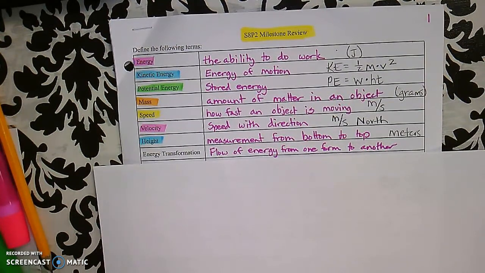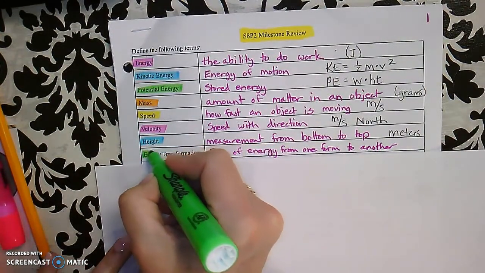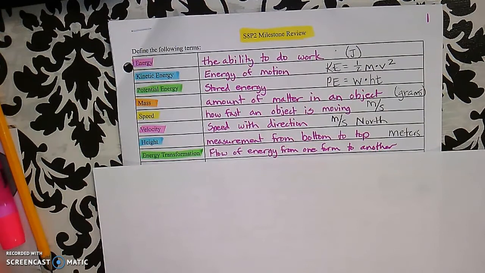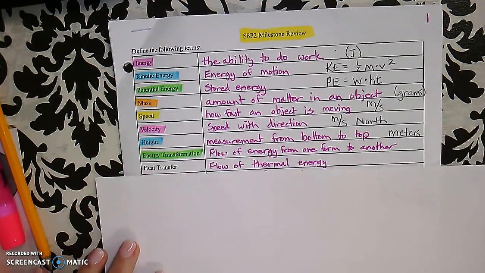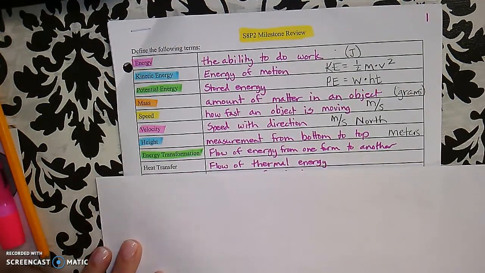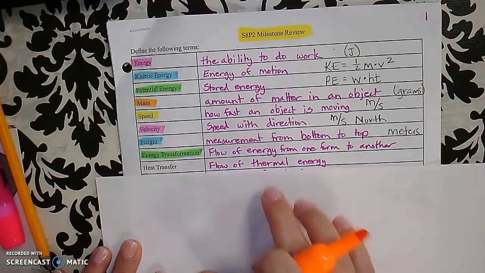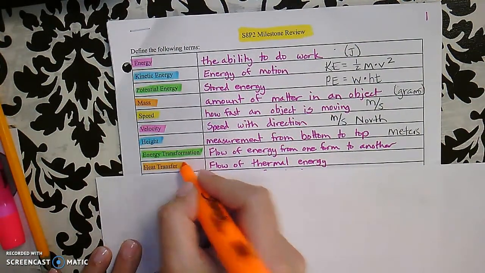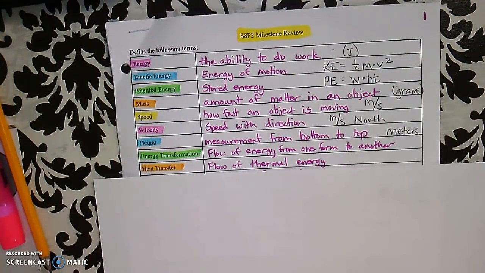Also in standard S8P2, which is all about energy, we're going to have energy transformations where we go from one thing to another that we'll look over and review together. And that's the flow of energy from one form to another. Chemical energy to mechanical energy. Mechanical energy to thermal energy. You remember those. And then we've got heat transfer. That's just going to be the flow of thermal energy. And thermal is just a fancy word for energy. Remember conduction, convection, and radiation. That's going to come up in a review.